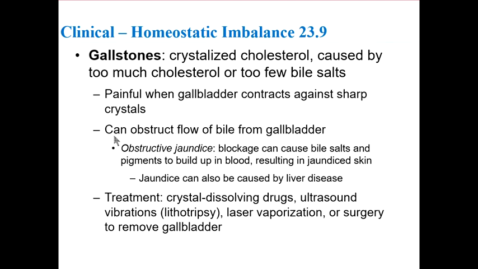Now, if there are gallstones, they can obstruct the flow of bile from the gallbladder, and that would cause a buildup of bile in the gallbladder and cause jaundice, which we call obstructive jaundice, because the bile salts and the pigments in bile, which is bilirubin, will build up in the blood, which would result in jaundiced skin. Of course, jaundice can result from liver disease as well.